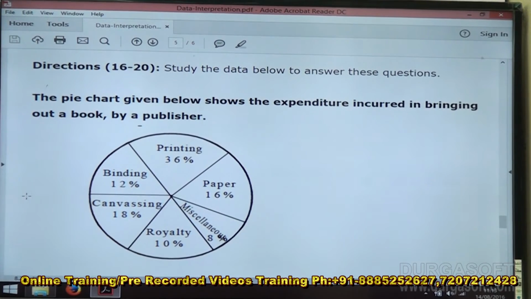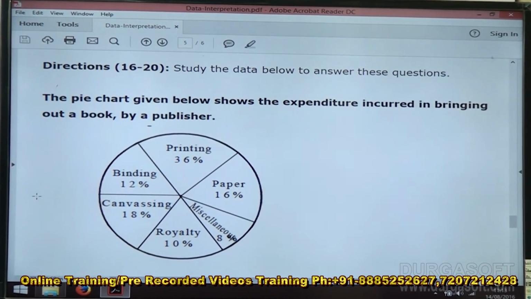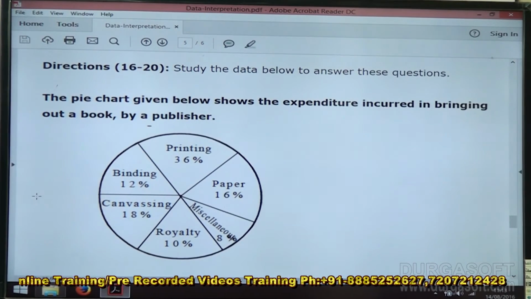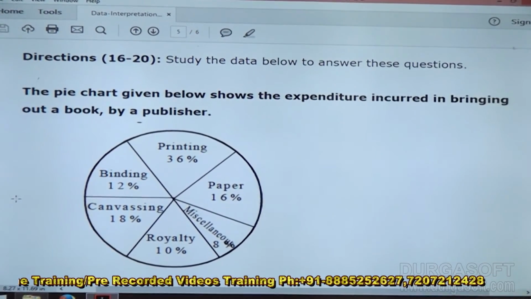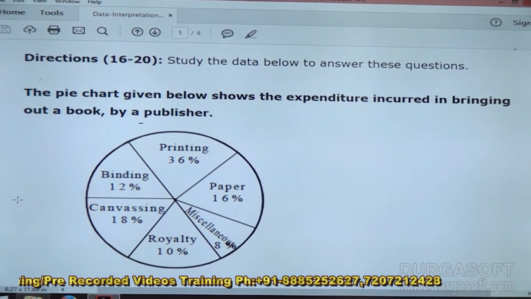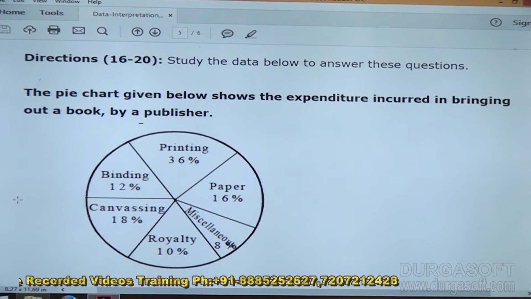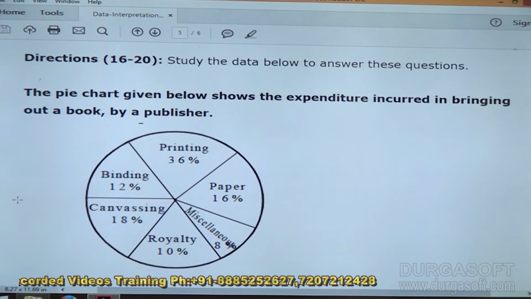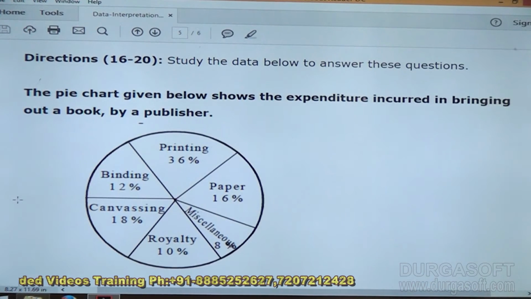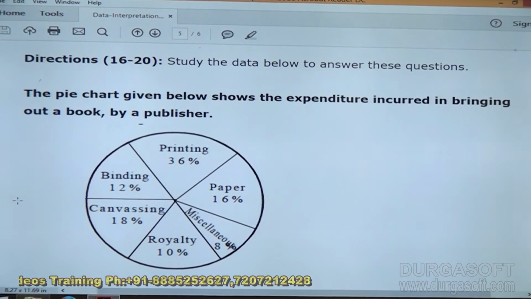So the values are already represented and you can just pick the values and answer. The next question here is based on a pie chart. By pie chart it means there will be a circle, and the parts of the circle are represented as pie chart. The question given is: the pie chart given below shows the expenditure incurred in bringing out a book. So while printing a book, what are the expenses that are made? That is what is given in the pie chart.